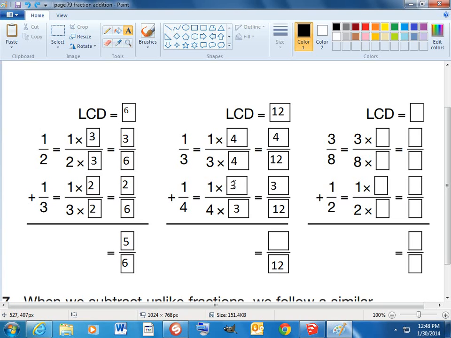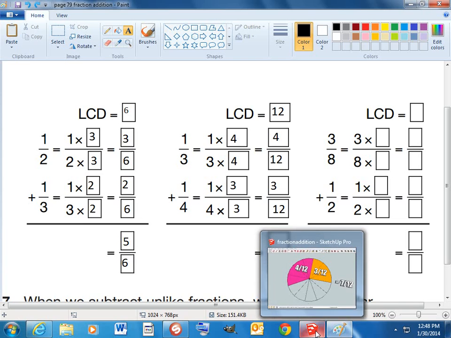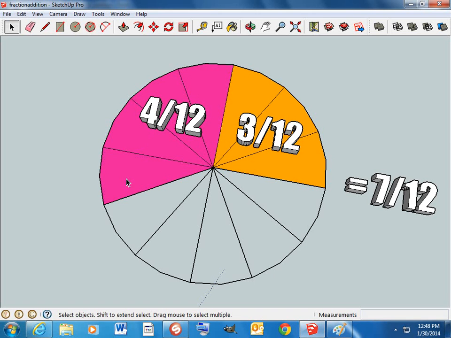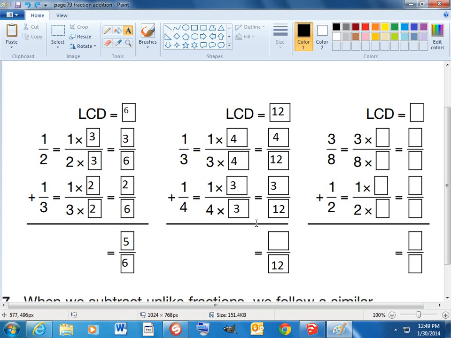So we get 4/12 and 3/12. Hey guys, if you look back at this drawing, 4/12 plus 3/12 is 7/12. And we see the exact same thing in our problem. The answer is 7/12. So essentially what we're doing is changing these so they have the same number on the bottom. We can add them together because they have a common denominator, the same number on the bottom, and get 7/12.